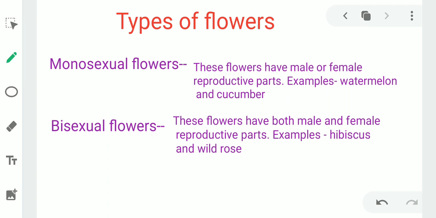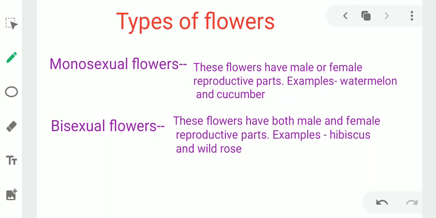Next topic is types of flowers. Monosexual flowers. These flowers have either male or female reproductive parts. This means the flower has either the male part, that is androecium, or the female part, that is gynoecium. One flower has only one part, either it has gynoecium or it has androecium. Examples of this type of flowers are watermelon and cucumber.